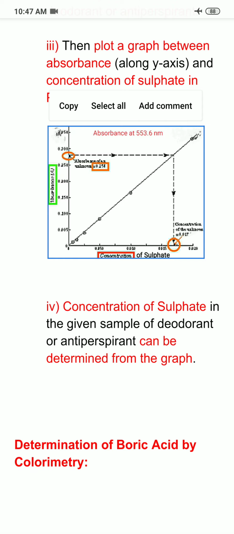This picture I have used only for representation purposes, although here the concentrations are different. I have used this just to make it clear what sort of graph we will get.